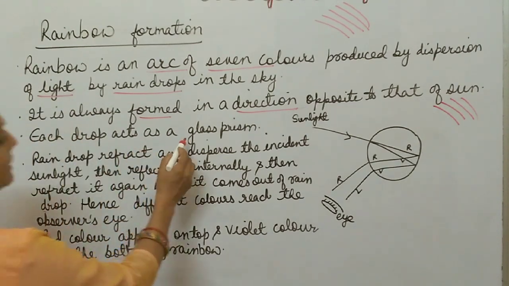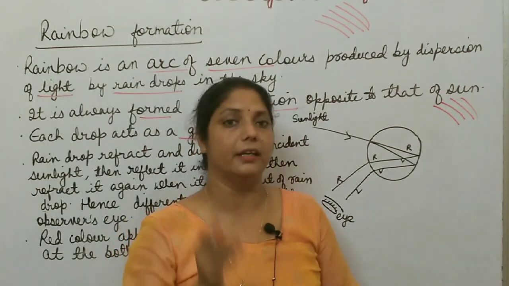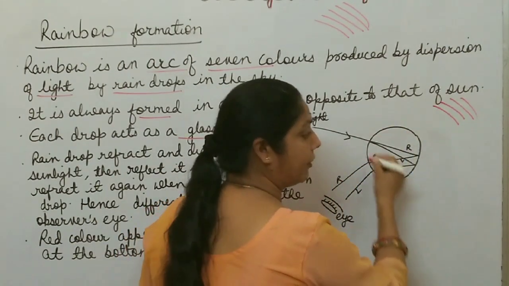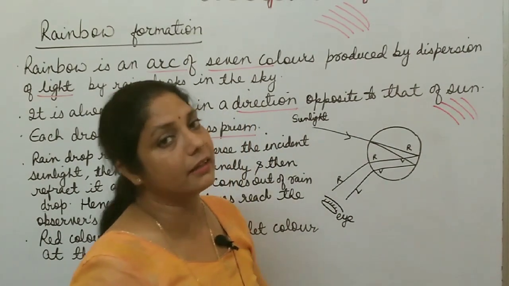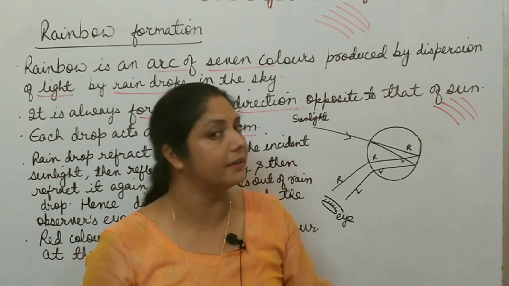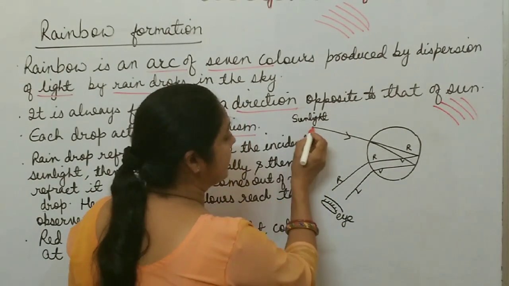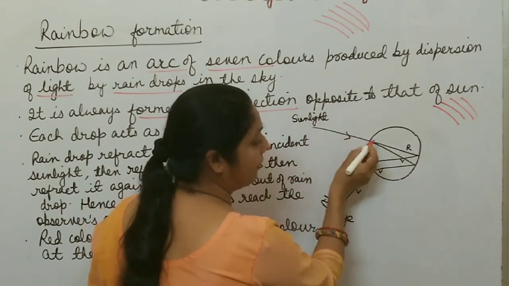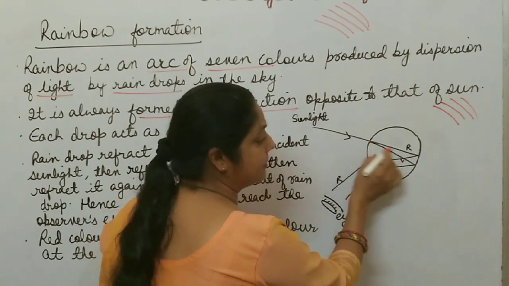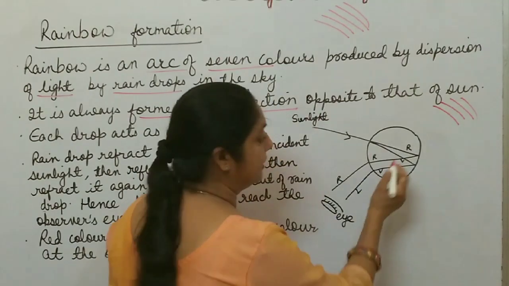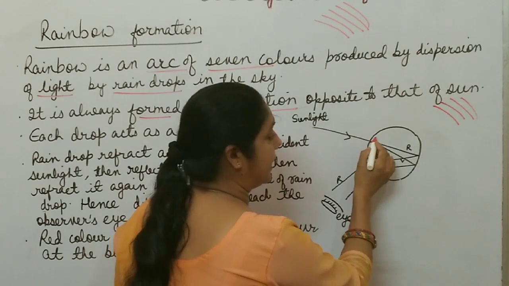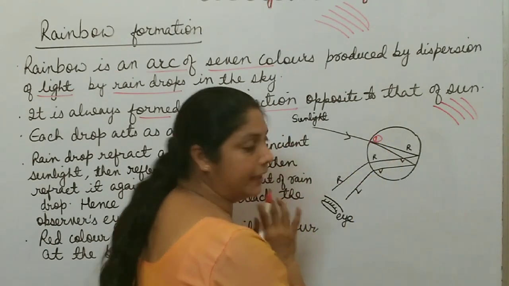Each drop acts as a glass prism. During a rainy day, each raindrop acts like a glass prism. Suppose there is one raindrop, then this raindrop acts like a glass prism. And you know, when white light enters through a glass prism, what happens? Dispersion takes place. In the same way, when sunlight enters through this raindrop, at this point refraction takes place and white light is divided into 7 different colors. Red color is at the top and violet color is at the bottom. So at this point, dispersion of light takes place.